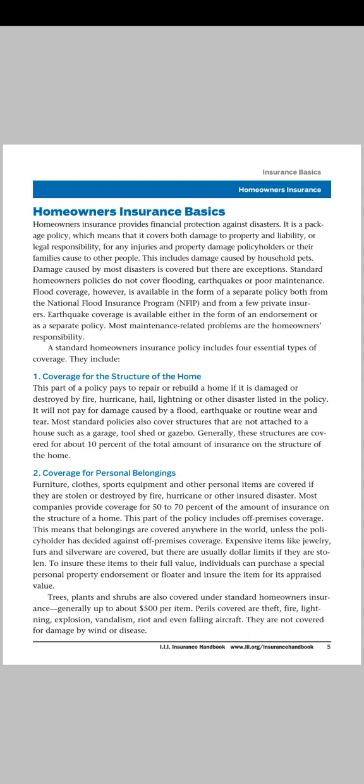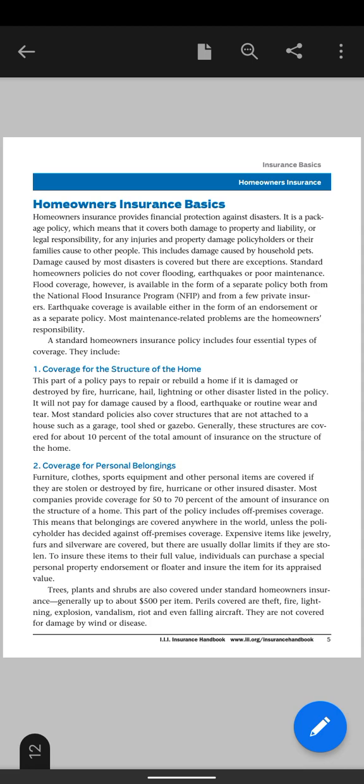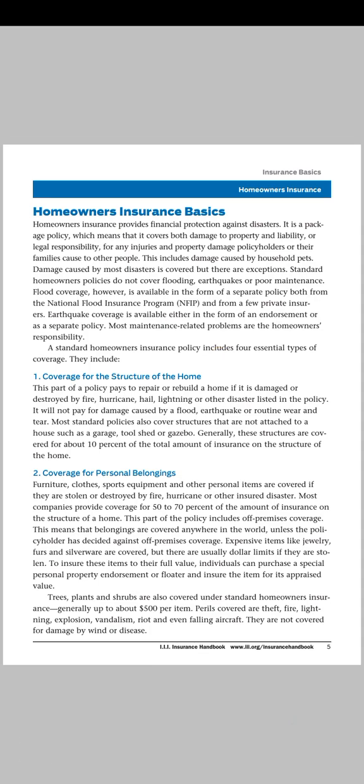Trees, plants, and shrubs are also covered under standard homeowners insurance, generally up to about $500 per item. Perils covered are theft, fire, lightning, explosion, vandalism, riot, and even falling aircraft. They are covered for damage. They are not covered for damage by wind or disease.